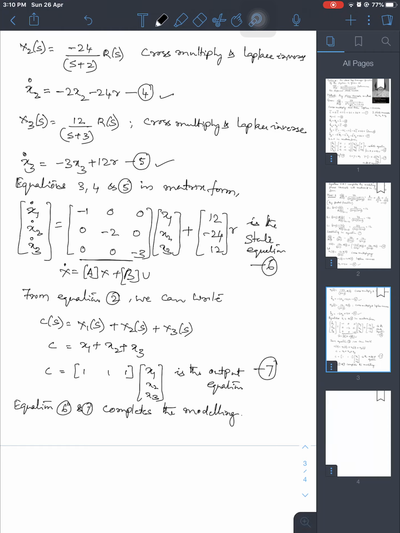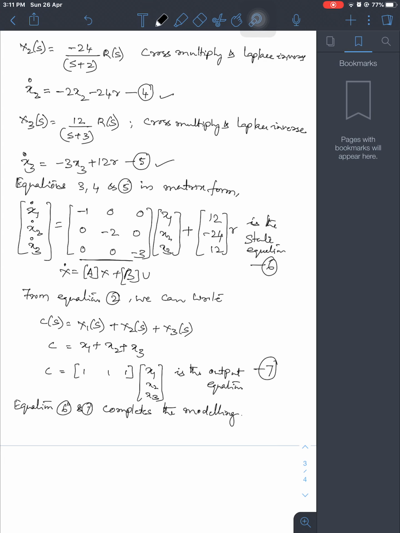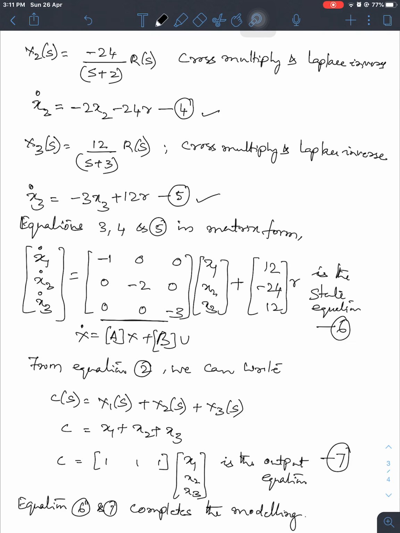So we'll try to have a recap. I have to take one page at a time. Okay, so this completes the modeling problem. So we have done the modeling in two different ways.